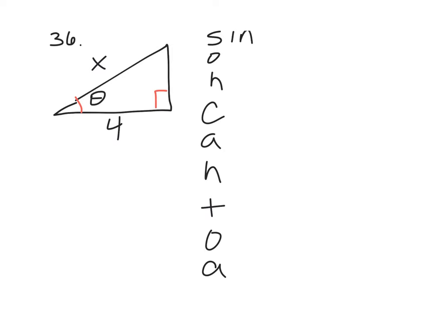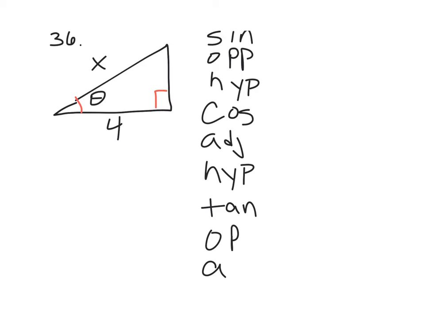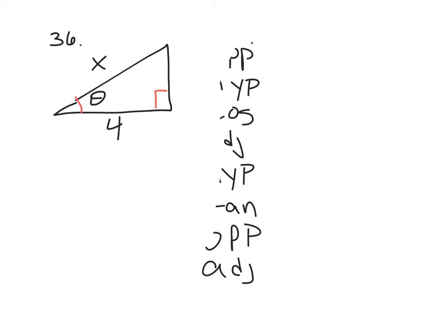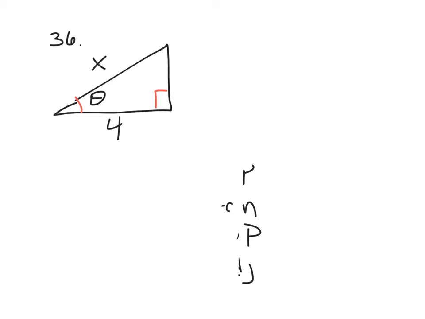So sine is opposite over hypotenuse. Cosine is adjacent over hypotenuse. And tangent is opposite over adjacent. Okay, so that's where all that comes from. Okay, so that's still going to be what we're thinking about here.